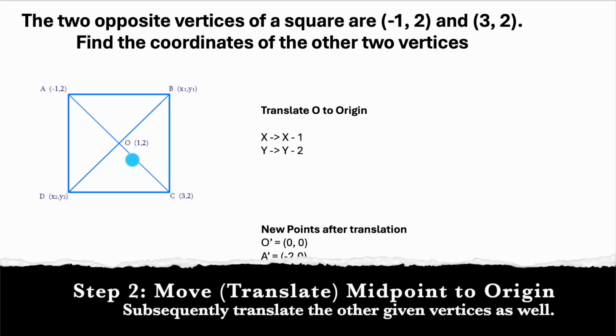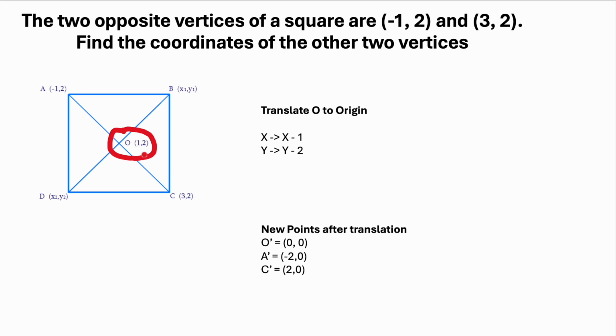Now what we have to do is that we have to move this O to the origin. Okay, so to move to origin, we have to make x and y coordinates 0. So x is given as 1. To make it 0, we have to do x is x minus 1. Y is given as 2. To make it 0, we have to do y is y minus 2. So once we have done this translation, let's apply the translation to all the 3 points.